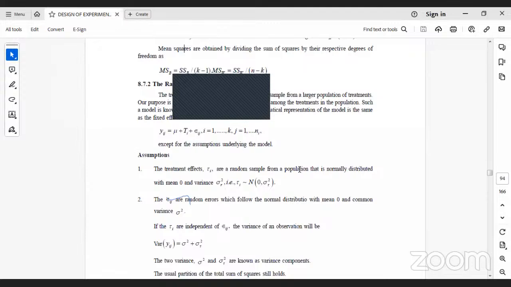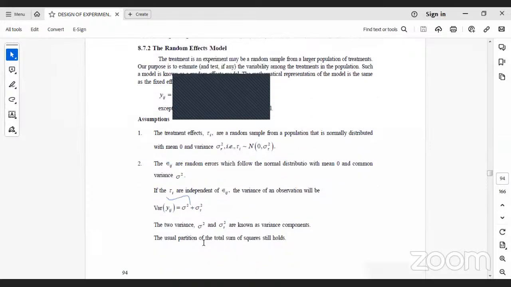Already known assumptions: the treatment effects t_i are a random sample from a population that is normally distributed with mean 0 and variance sigma_t square, that is, t_i is distributed as N(0, sigma_t square). The epsilon_ij are random errors which follow the normal distribution with mean 0 and a common variance sigma square. The t_i are independent of epsilon_ij, so the variance of the observation y_ij is sigma square plus sigma_t square. The two variances, sigma square and sigma_t square, are known as variance components.